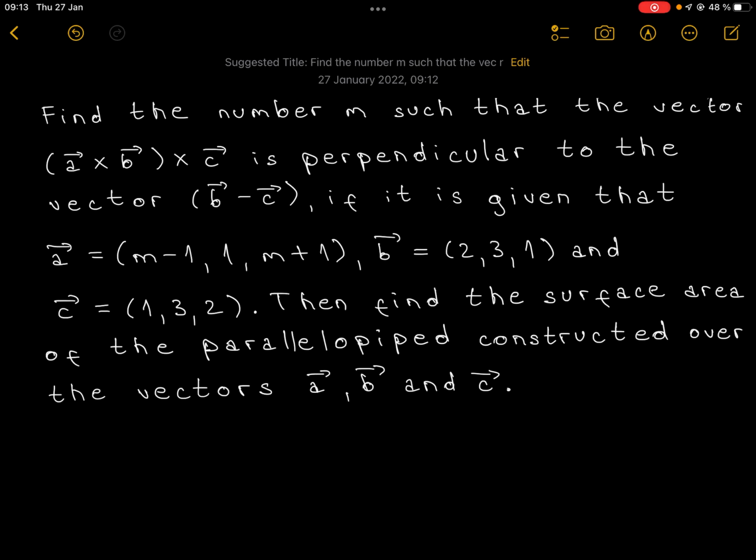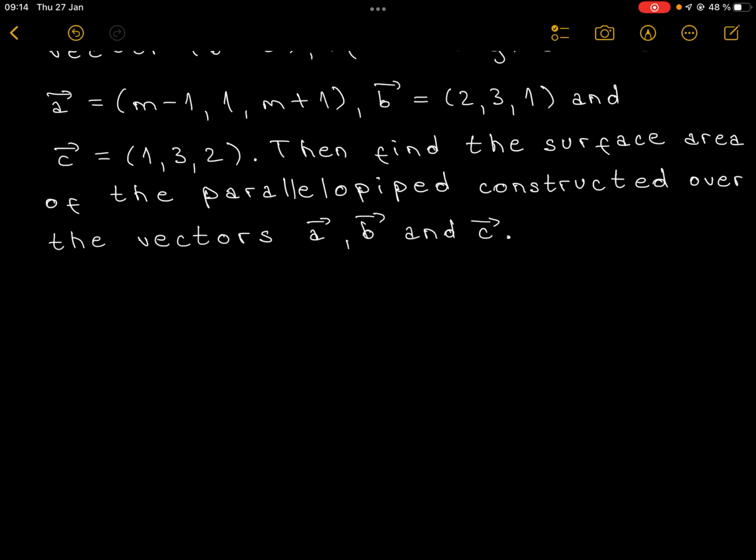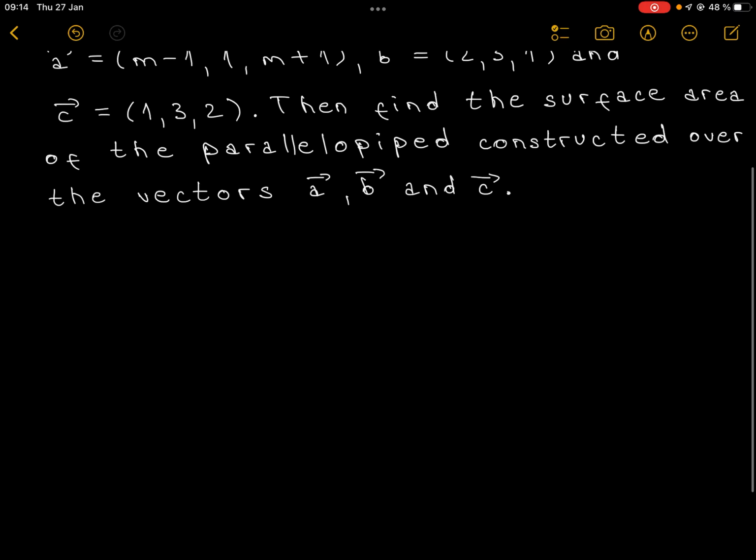So the problem states that we should find the number m such that the vector a cross product b cross product c is perpendicular to the vector b minus c, if it is given that a is equal to (m minus 1, 1, m plus 1), b is equal to (2, 3, 1), and c is equal to (1, 3, 2). Then we're supposed to find the surface area of the parallelepiped constructed over the vectors a, b, and c.